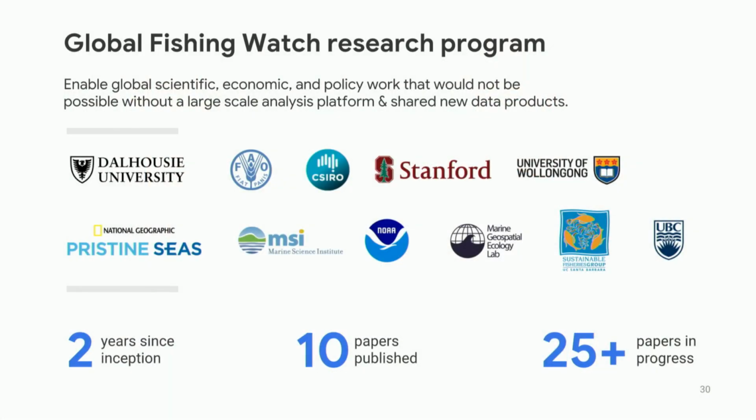And that brings us back to the analysis. What we really care about is getting useful information out of this. So a large part of my job is working with 11 different research institutions in our research program to take this massive data set and turn it into useful knowledge. And we're doing that through over 25 different research projects. We have 10 papers already published, many, many more in the works. And I'm going to give you 2 examples of what we can do with this.